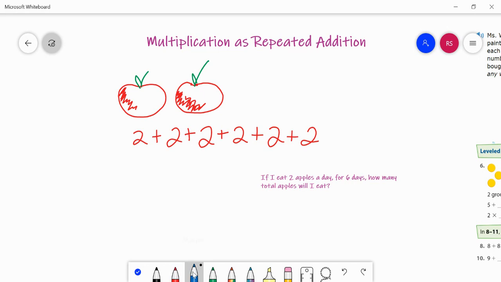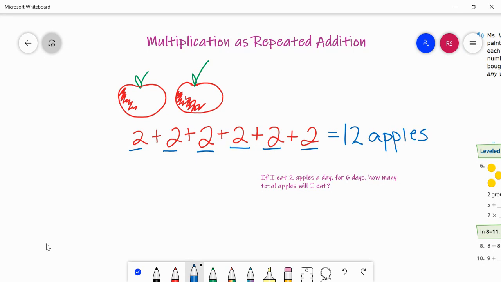So I have 2 plus 2 more. I know that that's 4. Plus 2 more, that's 6. Plus 2 more, that's 8. Plus 2 more, that's 10. Plus 2 more, that is equal to 12 apples. If I add up 2 six different times, I will get a total of 12. So I know that 12 apples is my answer.